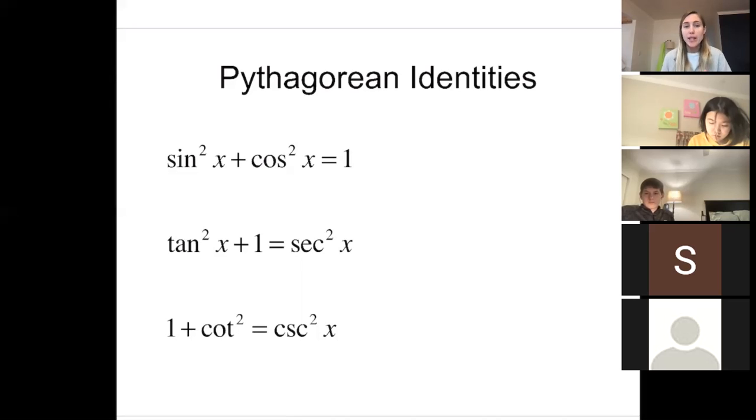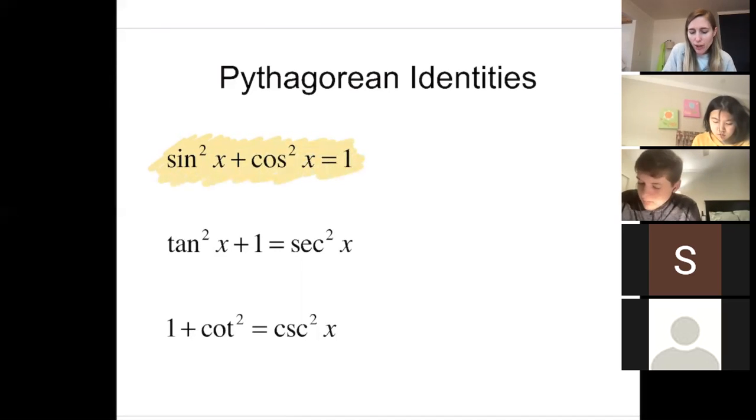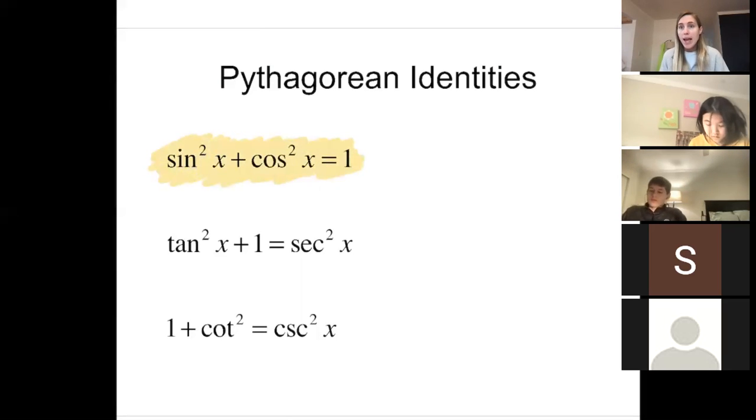And there are three different identities, and you're like, oh man, those look kind of complicated. How am I going to memorize those? The thing is, you really only have to memorize this first one, and then the other two can easily be derived from it. I want to make sure you understand where this first identity, sine squared plus cosine squared equals 1, comes from and why it's referred to as a Pythagorean identity.